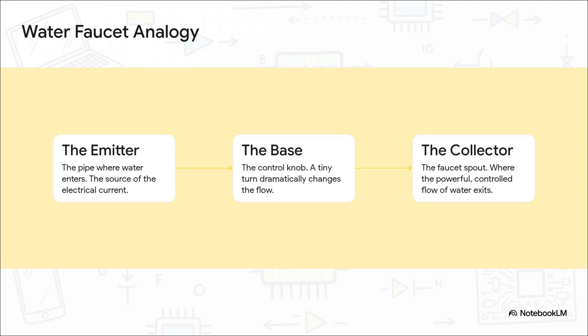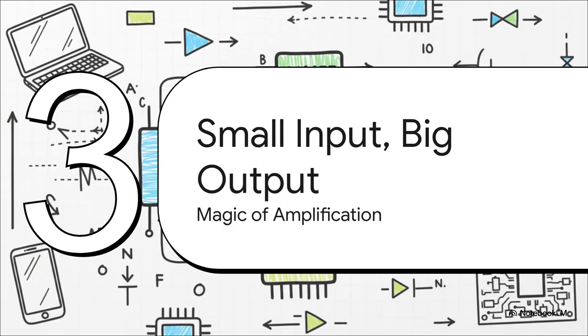Imagine a simple water faucet. You've got the main pipe with all the water pressure behind it. That's the emitter. Then you have the spout where the water comes out. That's the collector. And the knob you turn, that's the base. Now, with just a tiny, effortless twist of that knob, you can control a huge, powerful flow of water. The transistor does the exact same thing, but instead of controlling a flow of water, it's controlling a flow of electrons. And that right there, that's the magic of the transistor.